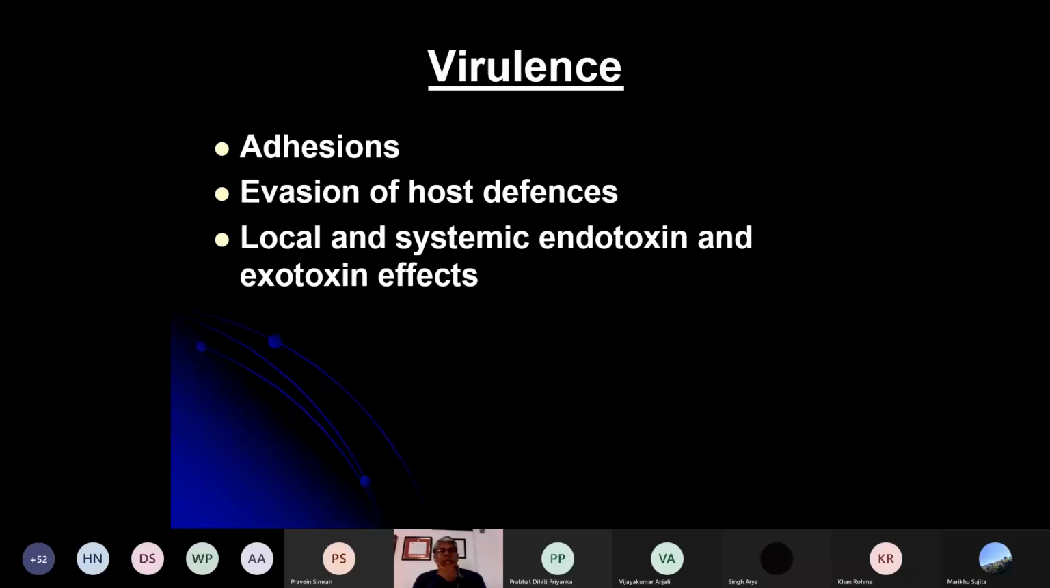To do that, the bacteria must get attached to the epithelial cells, to the cilia. It must evade the host defenses like phagocytosis, and to help the bacteria do these two things, it produces a large number of endotoxins and exotoxins, which enhance the pathogenicity of this bacteria. So let's have a look at how the bacteria causes disease. What are the virulence factors? Important features: adherence, production of toxins, and evasion of the defense mechanism.